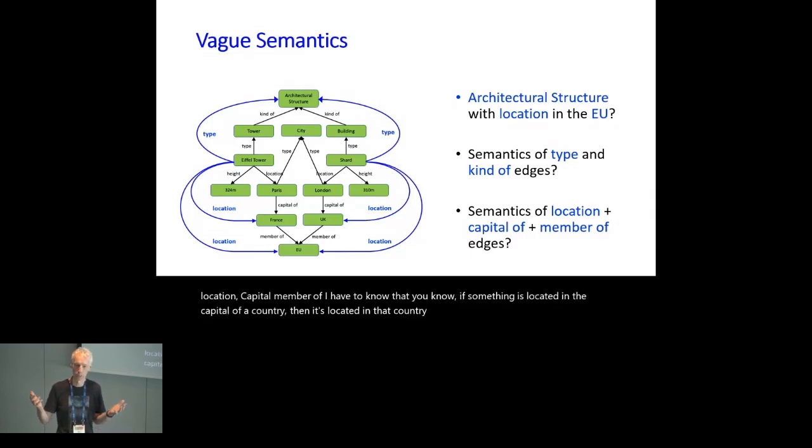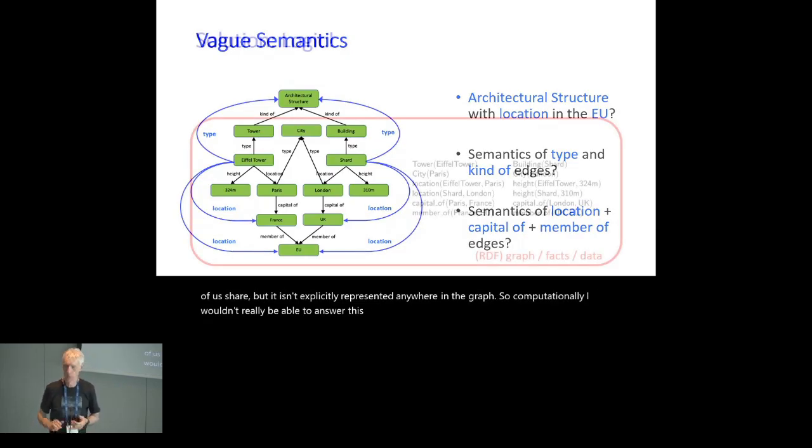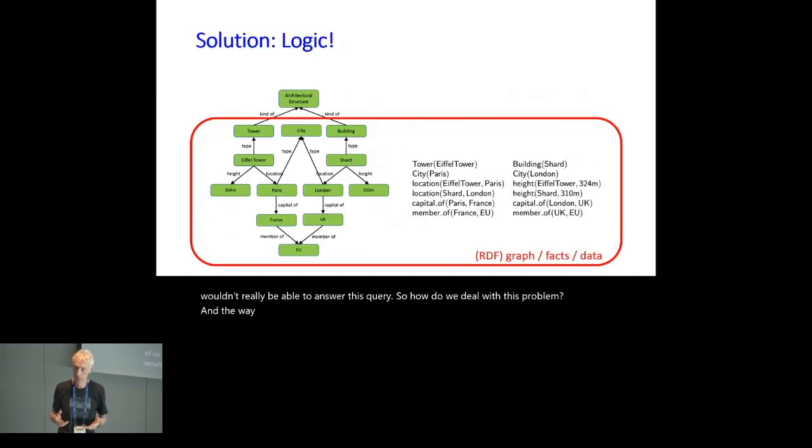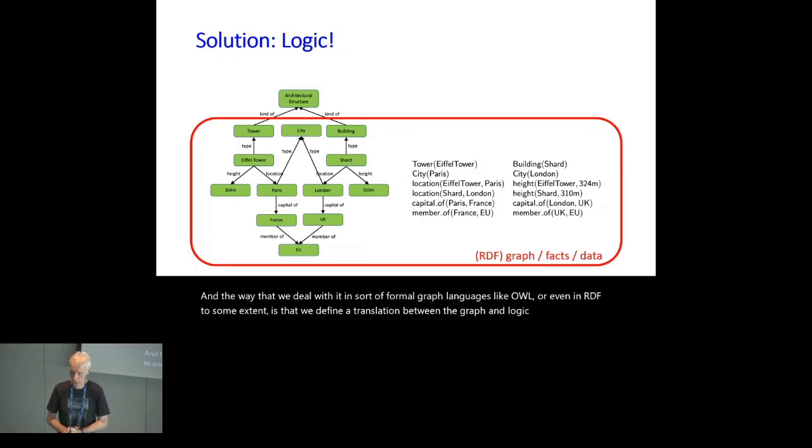That's sort of knowledge that probably all of us share, but it isn't explicitly represented anywhere in the graph. So computationally, I wouldn't really be able to answer this query. So how do we deal with this problem? The way that we deal with it in formal graph languages like OWL or even in RDF to some extent is that we define a translation between the graph and logic, usually just some fragment of good old first order logic.